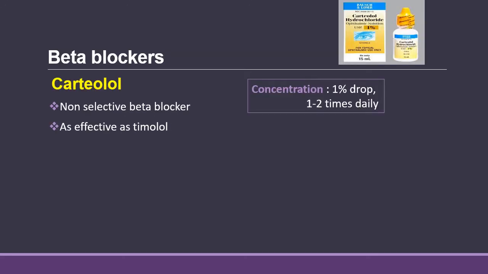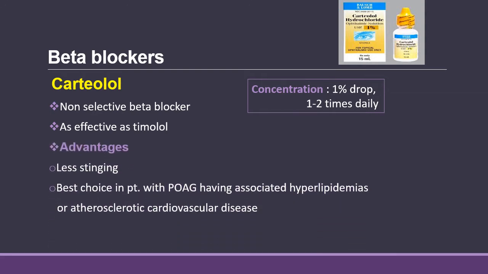Then another beta blocker is carteolol. It is a non-selective beta blocker. It is as effective as timolol. Concentration is 1% and dosing is the same, that is 2 times daily. Its advantages are it is less stinging and the best choice for primary open angle glaucoma with associated hyperlipidemia and atherosclerotic cardiovascular disease.